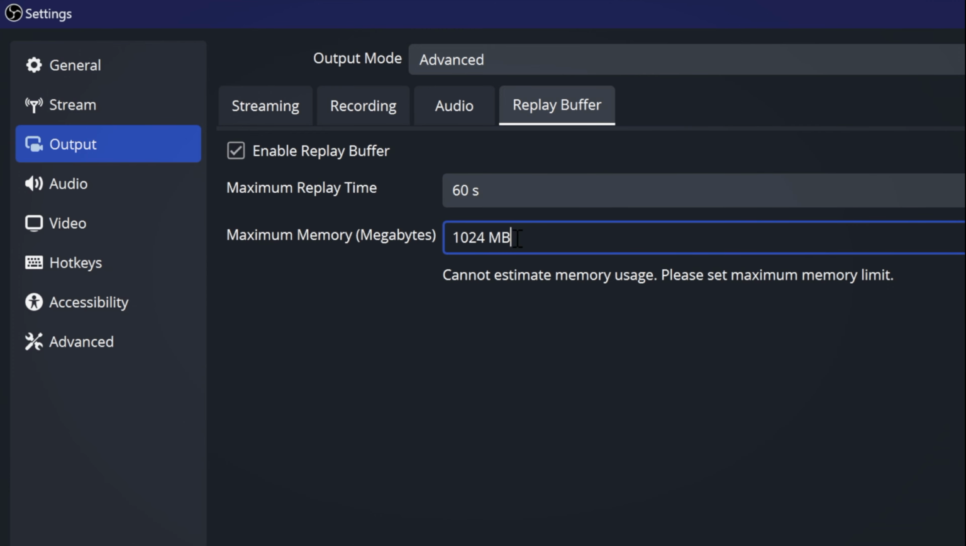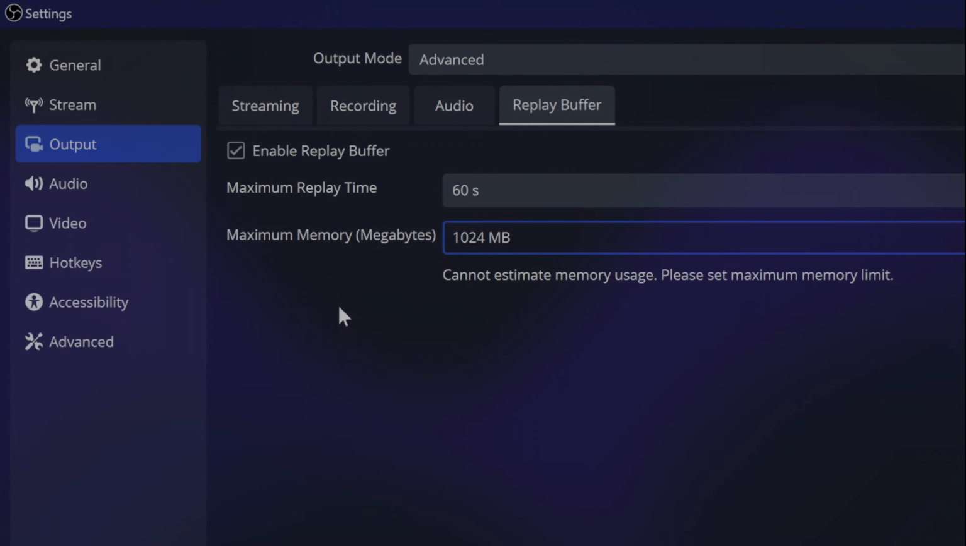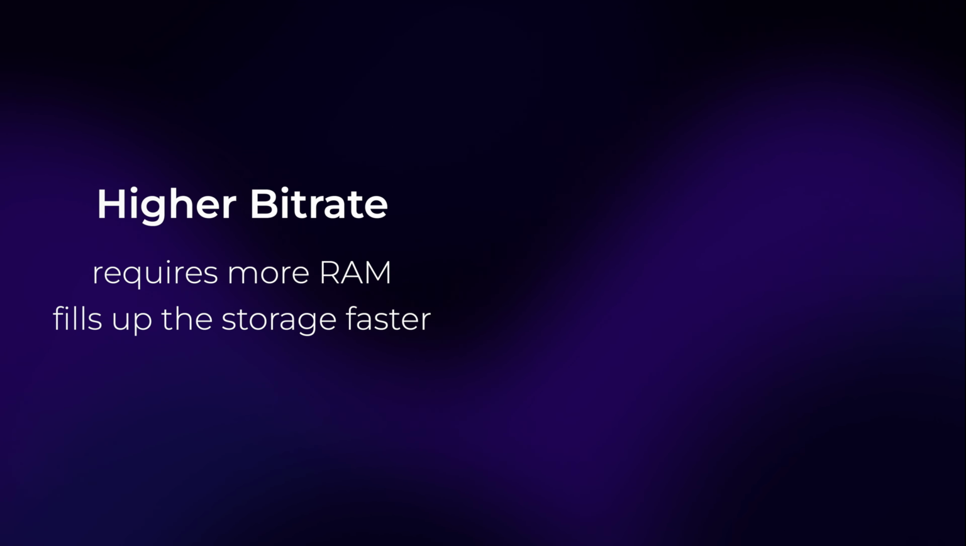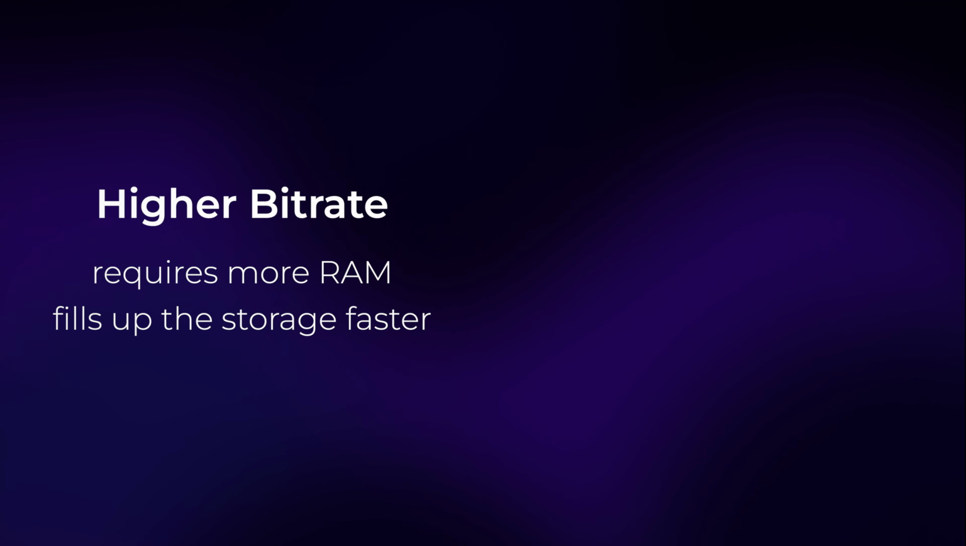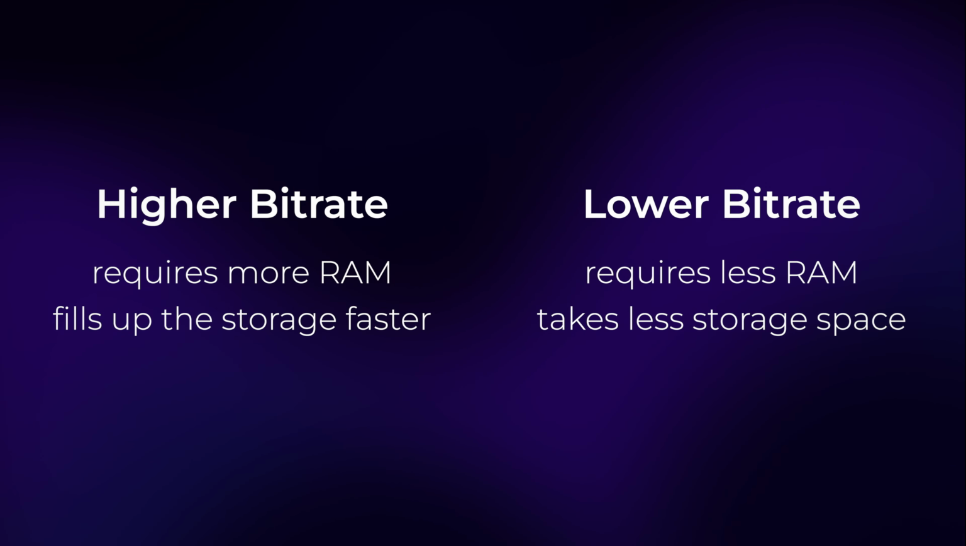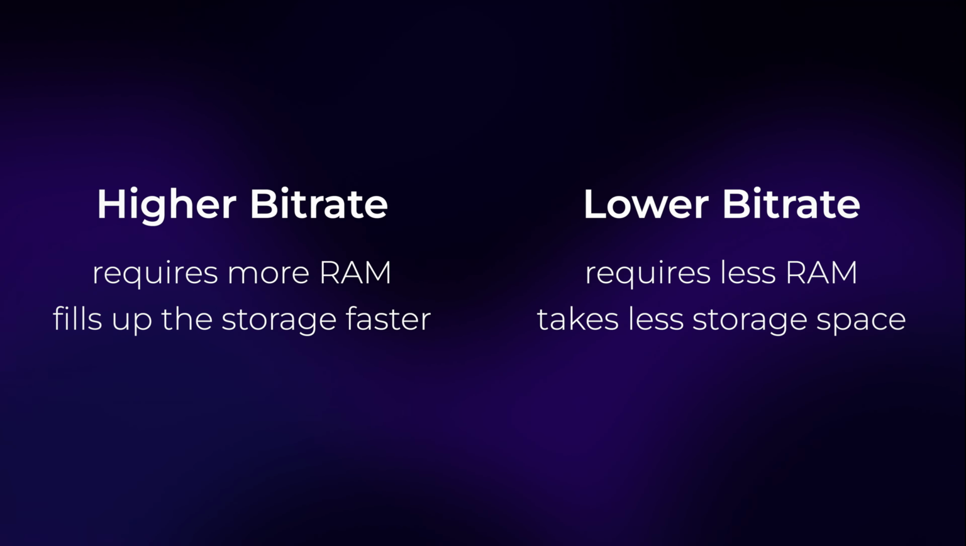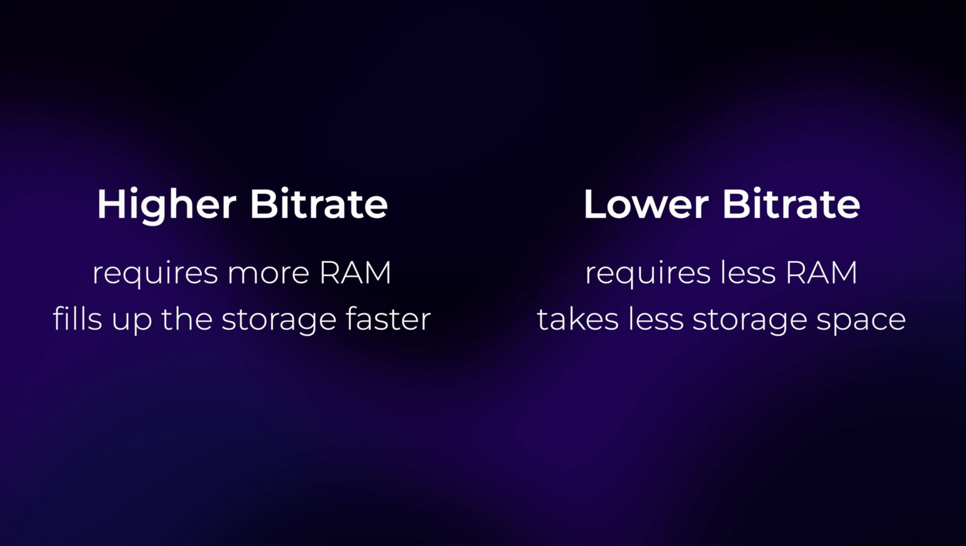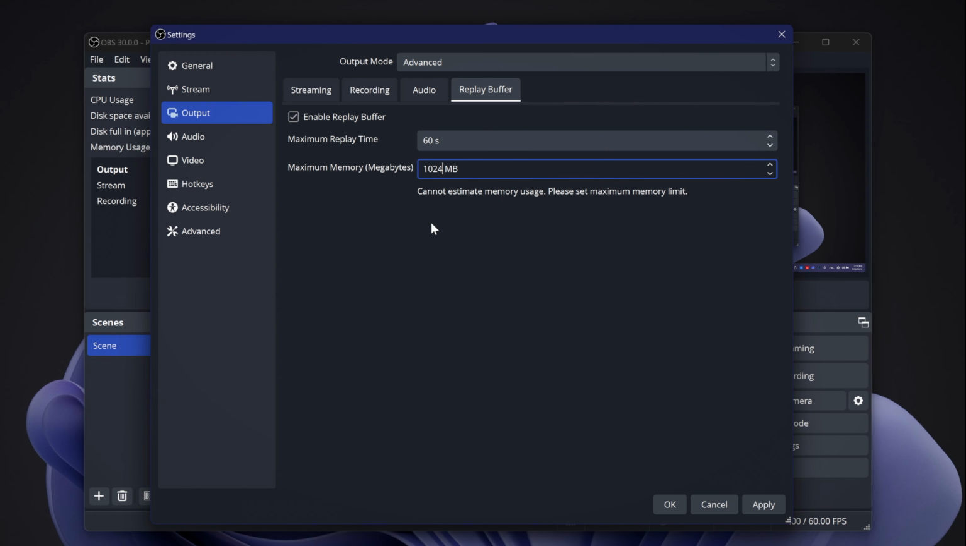The amount of RAM you allocate affects how long OBS can store footage before saving it to the disk, which is crucial for managing bitrate. Higher bitrates fill the buffer faster, requiring more RAM. Lower bitrates allow for longer buffer durations. Balancing these settings optimizes recording quality without overloading your system. So, when you are configuring the Replay Buffer settings, keep bitrate in mind.